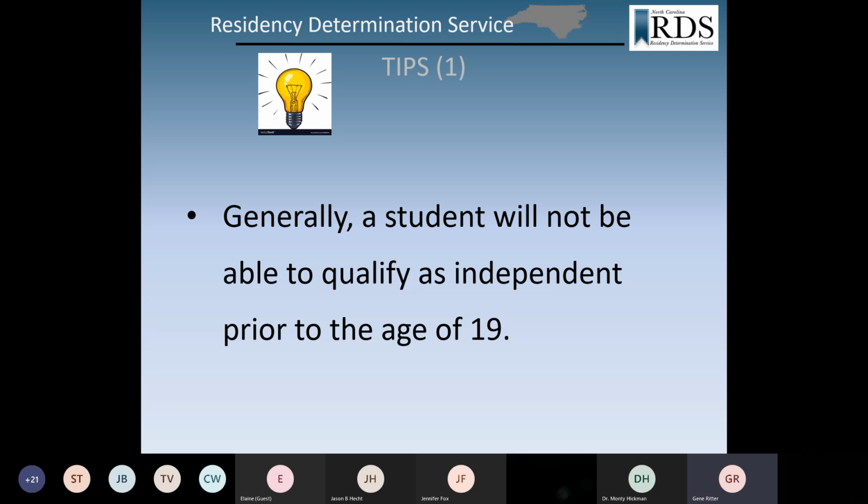So some tips: students will sometimes try to come through at 18 saying, I want to be independent. If their parents are not here in North Carolina and they're trying to say, well, I'm 18 now, can I just qualify? Basically, the law says you have to have had the capacity, which they don't until 18, and then once you establish it, hold it for 12 months. So generally, and I say generally because there's some exceptions we'll screen for, like married, you're not going to be independent till you're 19 at the earliest, and then you have to show financially, if the parents have been supporting them, that they're able to support themselves.